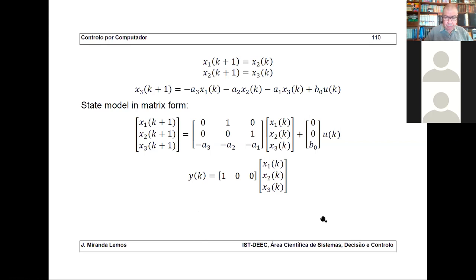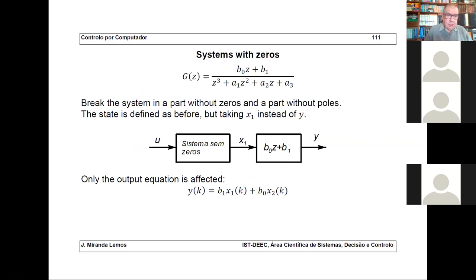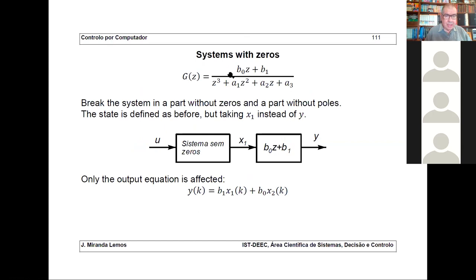No. Suppose that we have systems with zeros. You can factorize the system as two systems in series, okay? Now, we have a system without zeros, where you put on the numerator just one constant, which can be one. And here you have a system with zeros. This system is not causal.